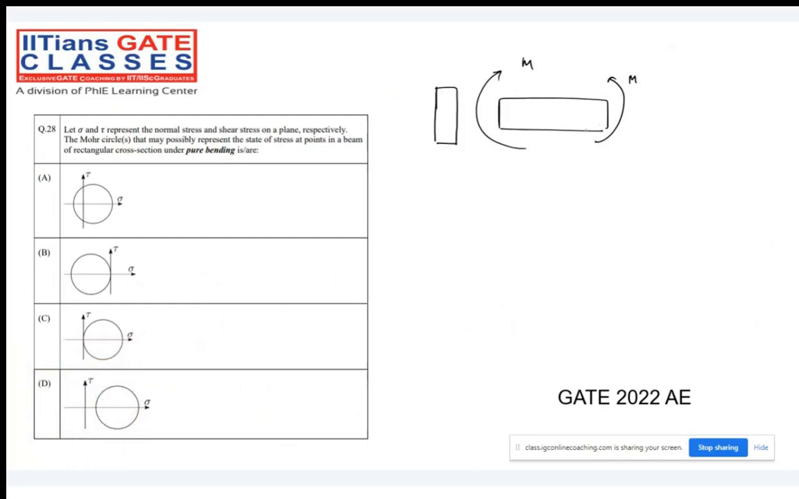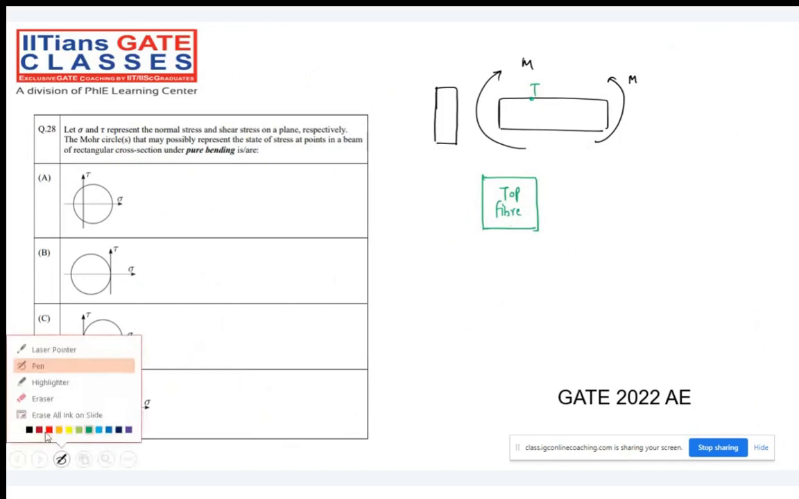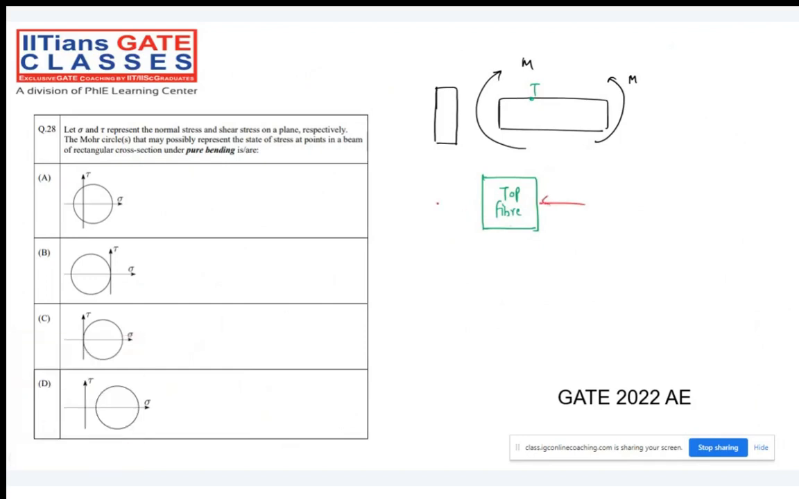So what will be the state of stress conditions? What will be the state of stress for the top fiber? The top fiber will be subjected to compression, right?